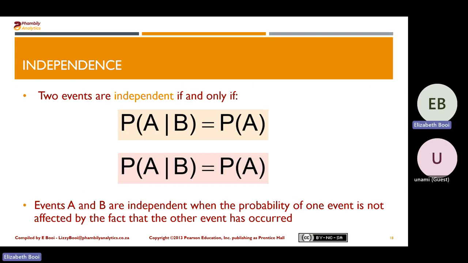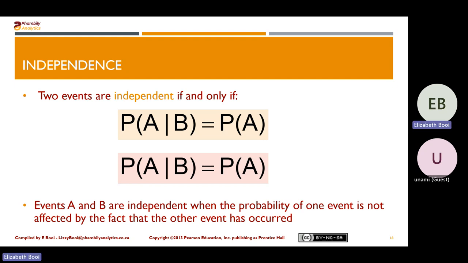When events are independent, it means one event does not have any influence on the other one happening. So when one happens, it does not affect how the other one is happening. Two events are independent if and only if the conditional probability of A given B is given by the probability of A, because B has no effect on what A is going to be.